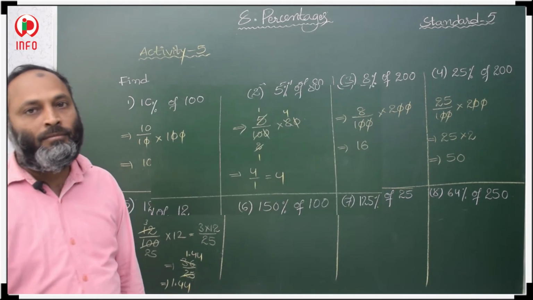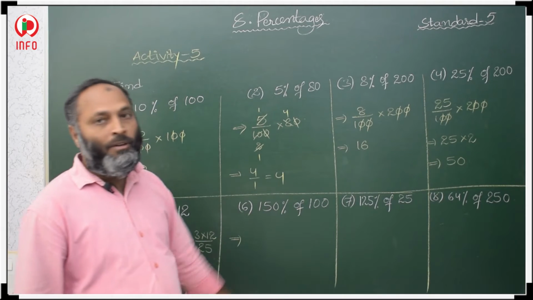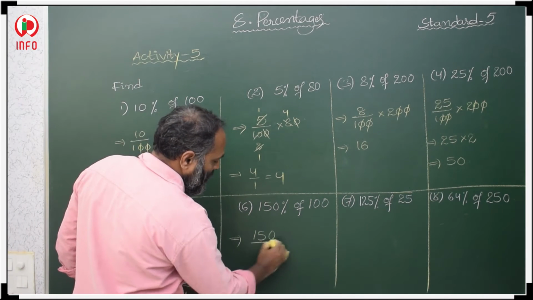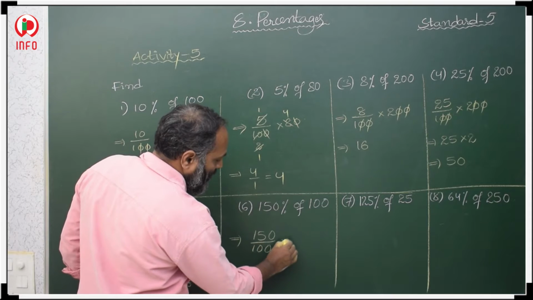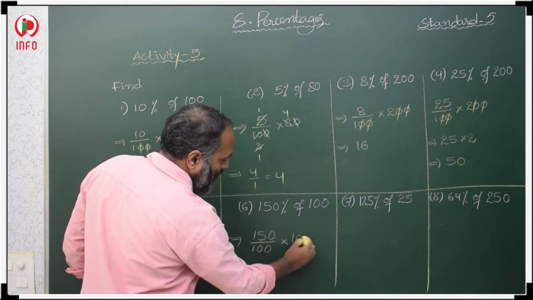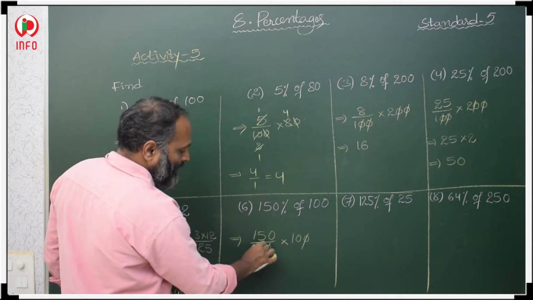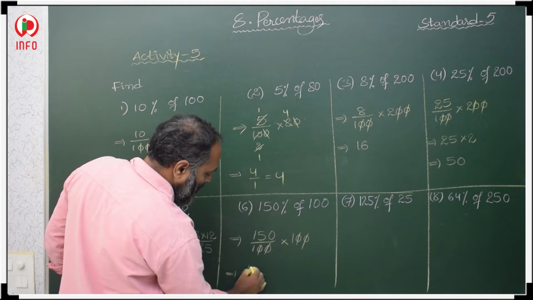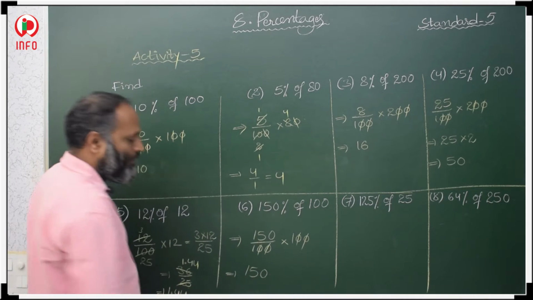Okay. Now 150% of 100 is how much? First we have to take 150, given percent by total percent, into the given number 100. The zeros get cancelled. Then 150 ones are 150 by 1, don't take by 1, 150.